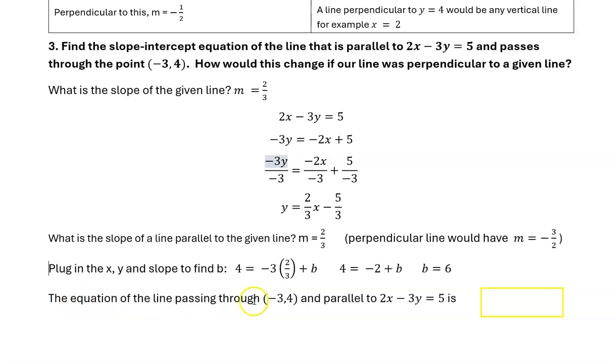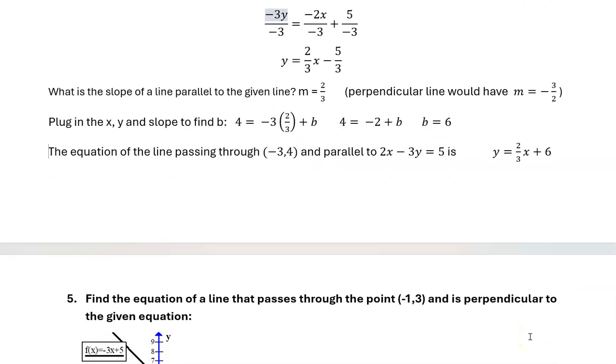The equation of a line passing through this point and parallel to that line has a slope of 2/3 and a b of 6. So our final answer would be y = 2/3 x + 6.